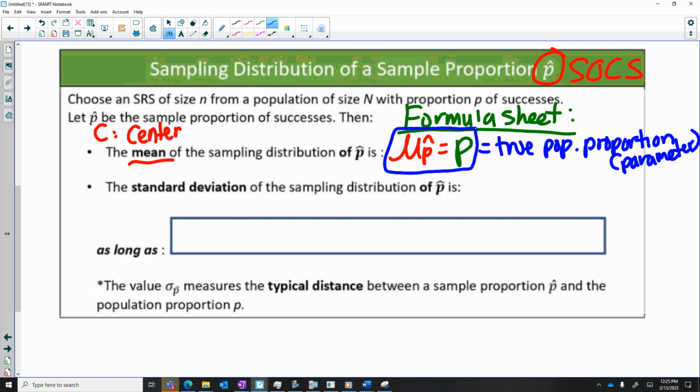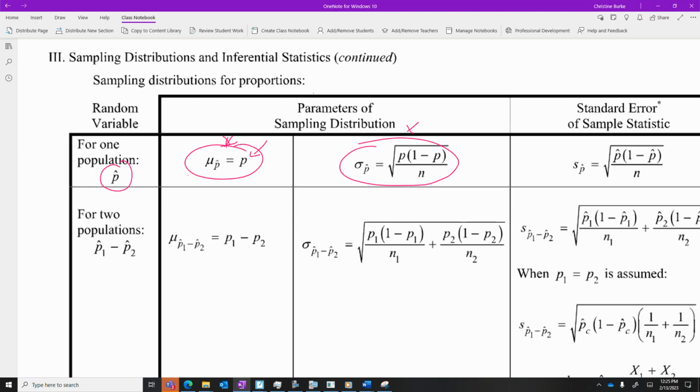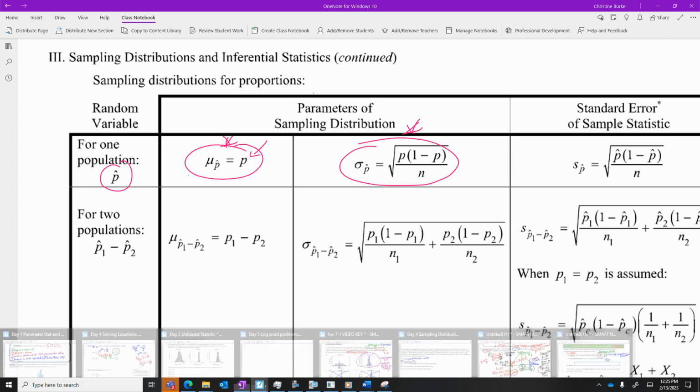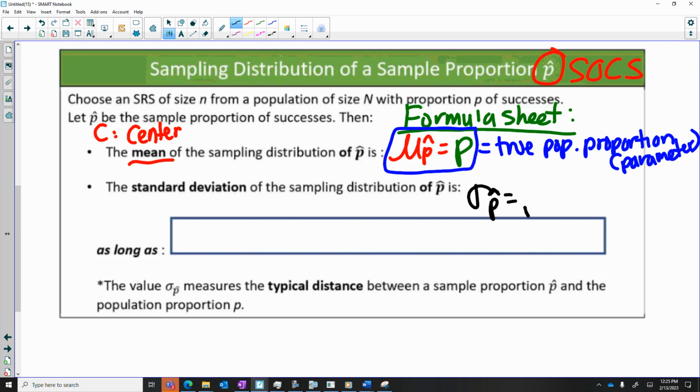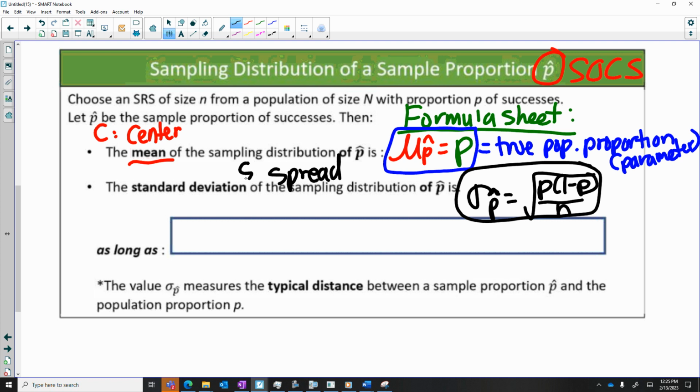And then the other one is sigma p hat. That's also on the formula sheet right next to the mu. It's right here, spread. Sigma p hat equals p times 1 minus p over n. Take the square root of that, okay? So let's write that down over here. Square root of p times q, or 1 minus p over n, okay? So this is center and spread for you. Spread. Remember socks, that's the S in spread. So as you can see, these two formulas are right off the formula sheet.